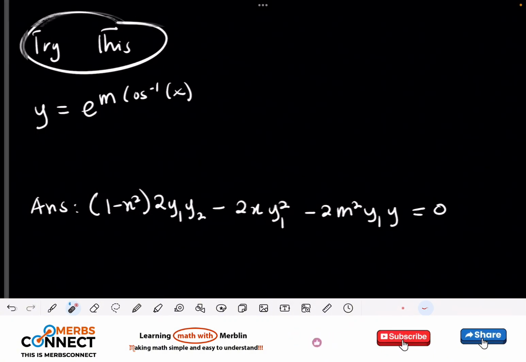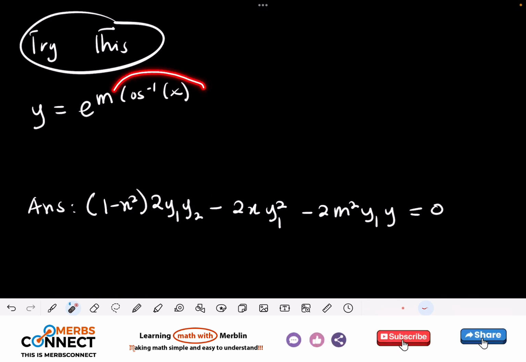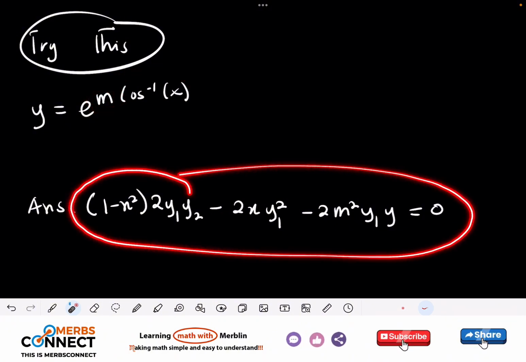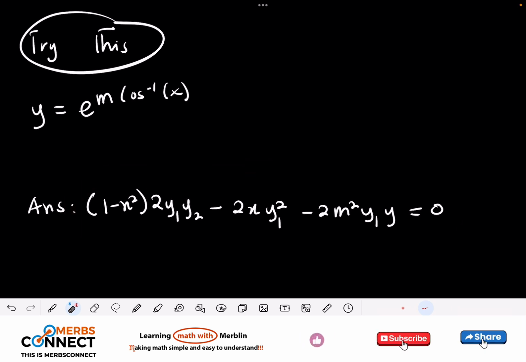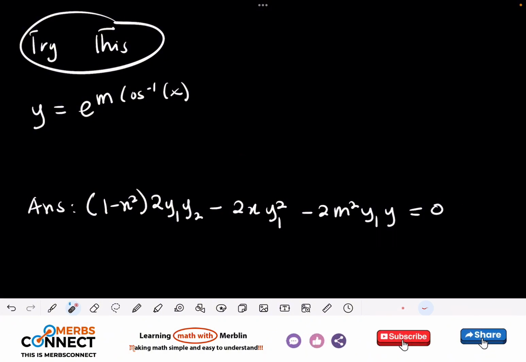Now try the same process. You see that this is sine inverse, but I just changed this one to cos inverse, and then I have m here, and this should be your result when you do it. So you can try this one and compare your final results with this. See you in the next video.